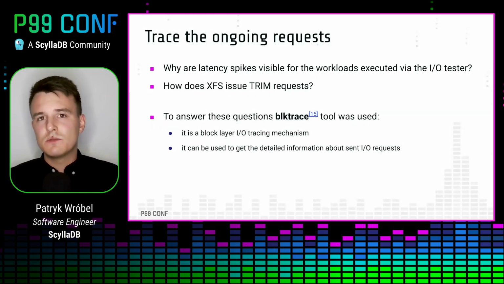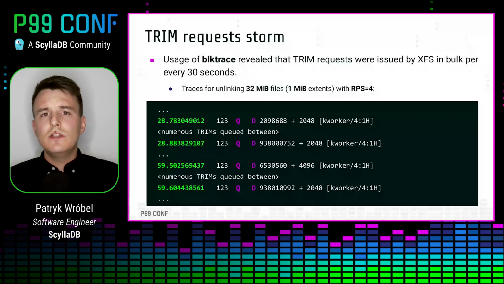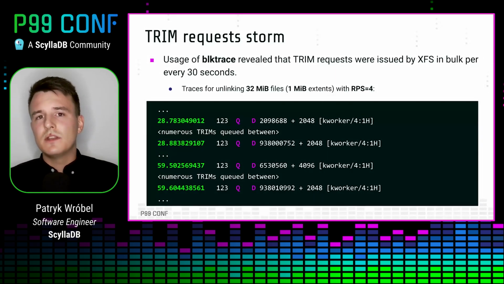And to get some answers, I decided to use the blktrace tool, which is a tracing mechanism for IO for Linux, to inspect the requests sent to the drive. And it quickly turned out that the XFS file system issues trim requests in bulk, so at once. So even though rate limiting of the number of removed files per second was implemented, the trim requests related to those removed files were issued by the XFS file system at once per 30 seconds period.